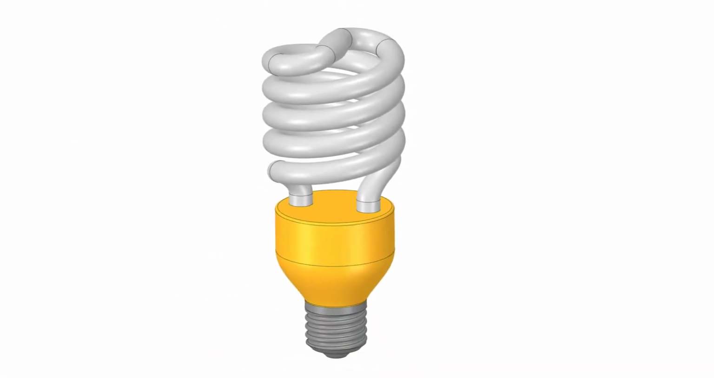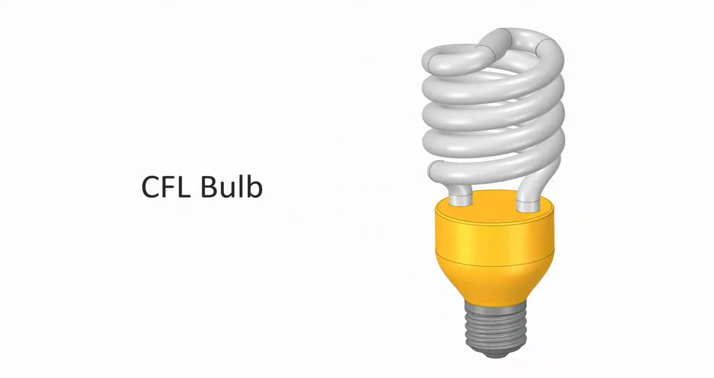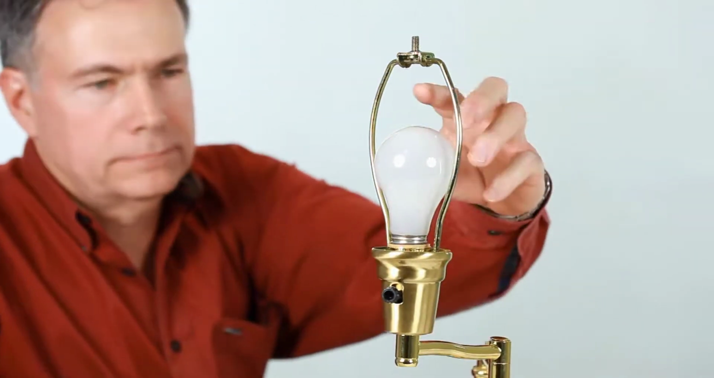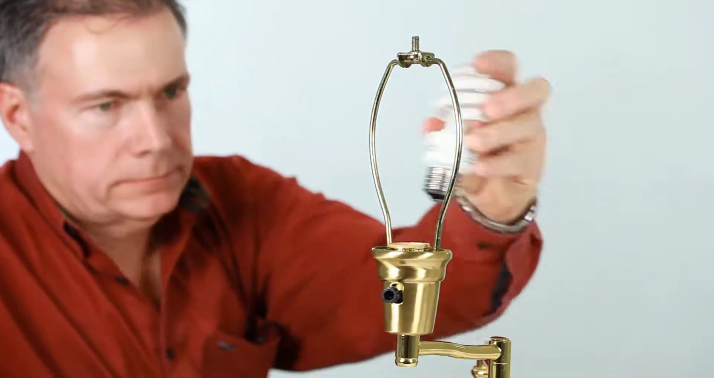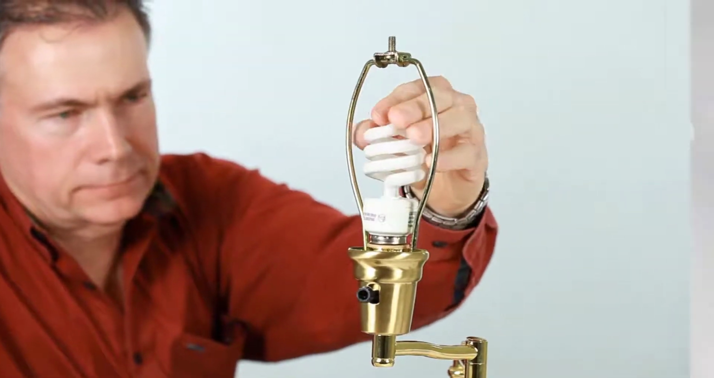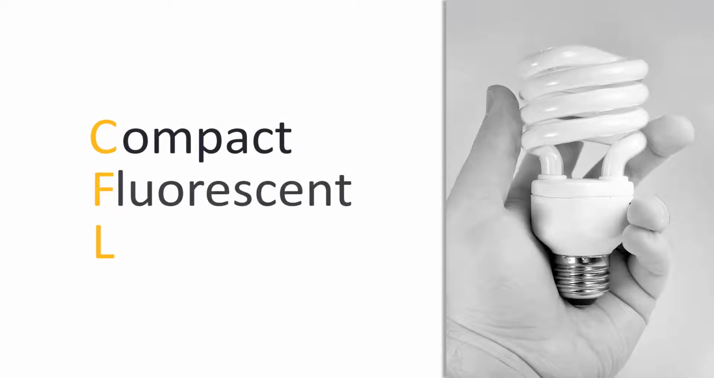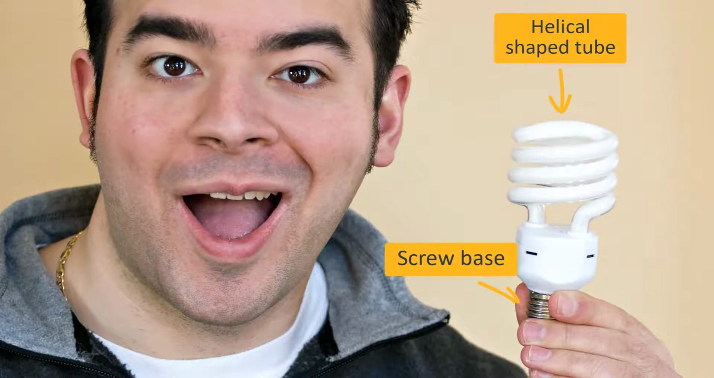In this session, we will learn how to create the geometry of a CFL bulb from scratch. Maybe you or a family member have even installed a CFL bulb in your house. These bulbs are more energy efficient compared to incandescent bulbs. CFL stands for Compact Fluorescent Lamp. There are different types of CFL bulbs available on the market. For this exercise, we will be modeling the bulb with a helical shaped tube and a screw base.